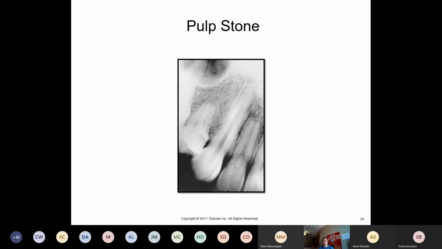If you look at the lateral incisor on this image, you can see right where the pulp canal comes up and meets the crown of the tooth, that round ovoid looking radiopacity, and that's a pulp stone.